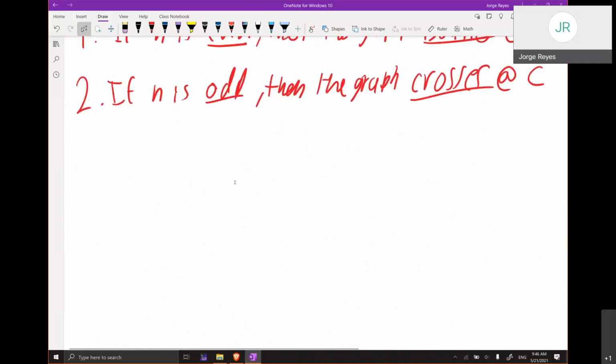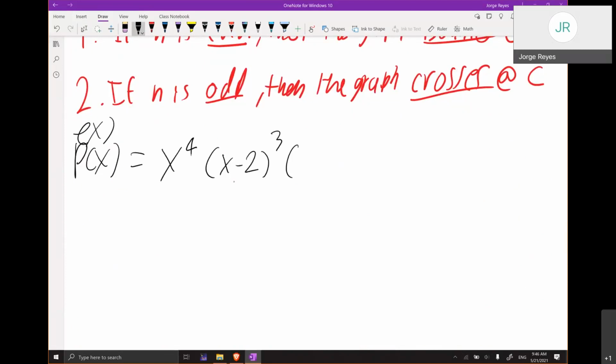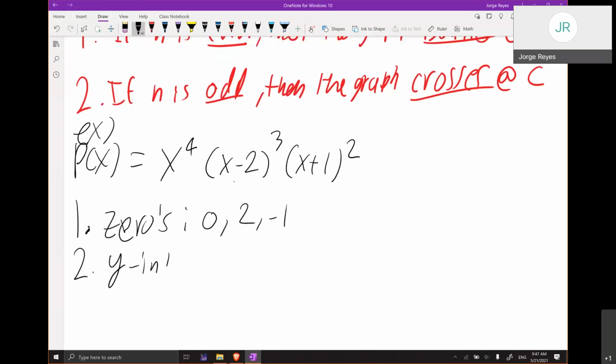Okay, so here I'm gonna have p of x, okay, example. And it's gonna be x to the 4th, x minus 2 cubed, x plus 1 squared. Okay, so it's factored for you, so we can see the zeros, all right? The zeros are 0, 2, and -1. Right, the y-intercept is 0.